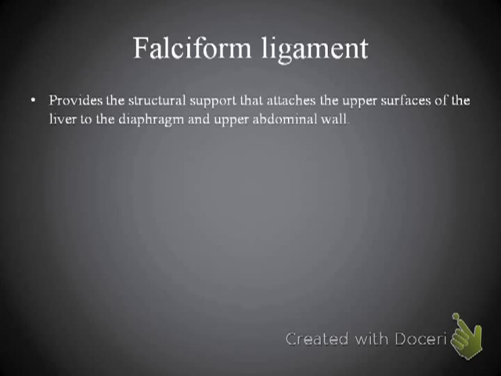which brings us to the falciform ligament. The falciform ligament provides the structural support that attaches the upper surfaces of the liver to the diaphragm and the upper abdominal wall.